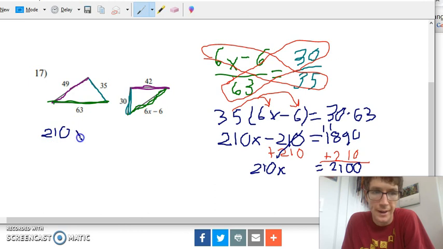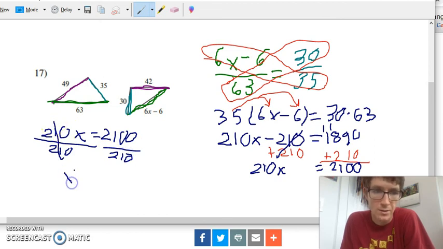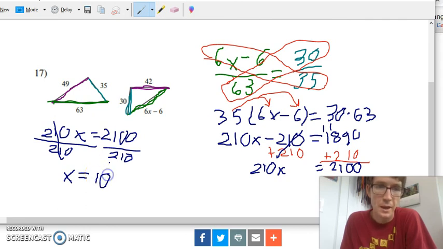So I'm going to copy that down over here. 210x equals 2,100. So we just got to divide both sides by 210. So these cancel, you get left with an x. So x will be equal to, what's 2,100 divided by 210? That'll just give you 10. So basically, 10 is x.